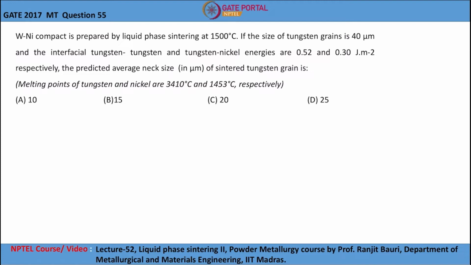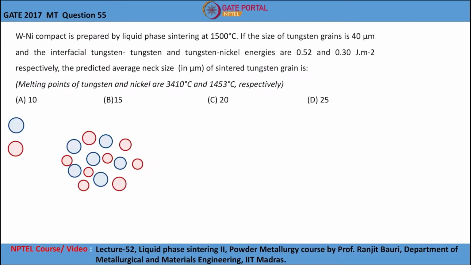And we are also provided with the melting points of tungsten and nickel, which are 3410 degrees Celsius and 1453 degrees Celsius respectively. So let us go for the solution. So let us assume both tungsten and nickel particles to be perfect spheres. Here the blue circles represent the tungsten particles and the red circles represent nickel particles.